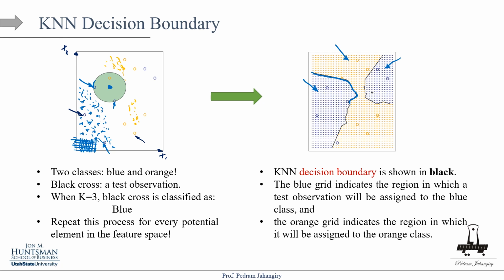This means that the blue grid indicates the region in which the test observation will be assigned to blue, and the orange grid indicates the region in which the test observation is going to be assigned to orange. And as you can see, this classifier, this decision boundary, this black line, is very nonlinear and flexible, right? As you look at that, this is very flexible, and it is obvious that it's nonlinear.